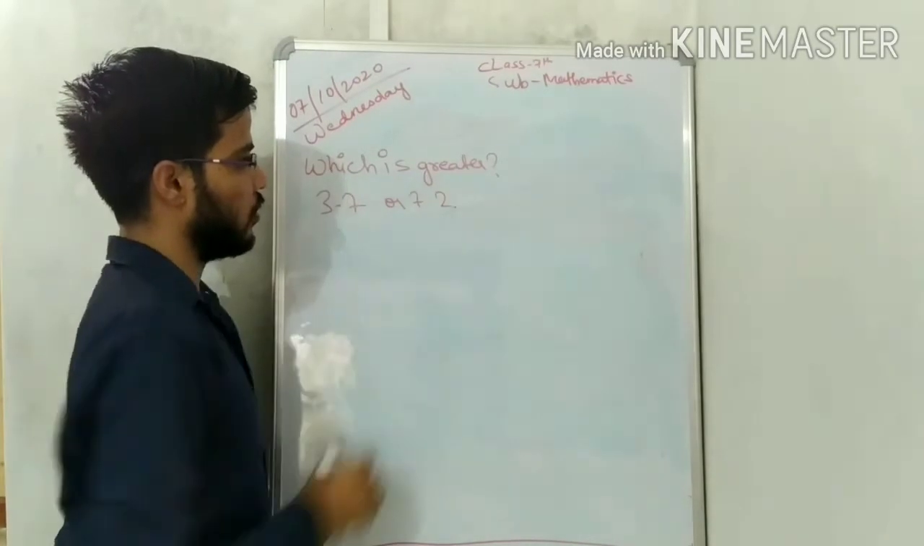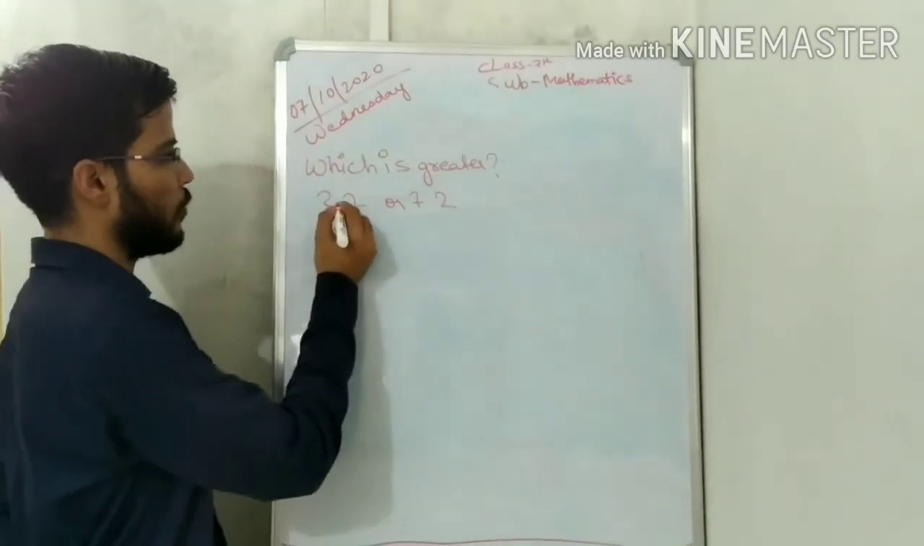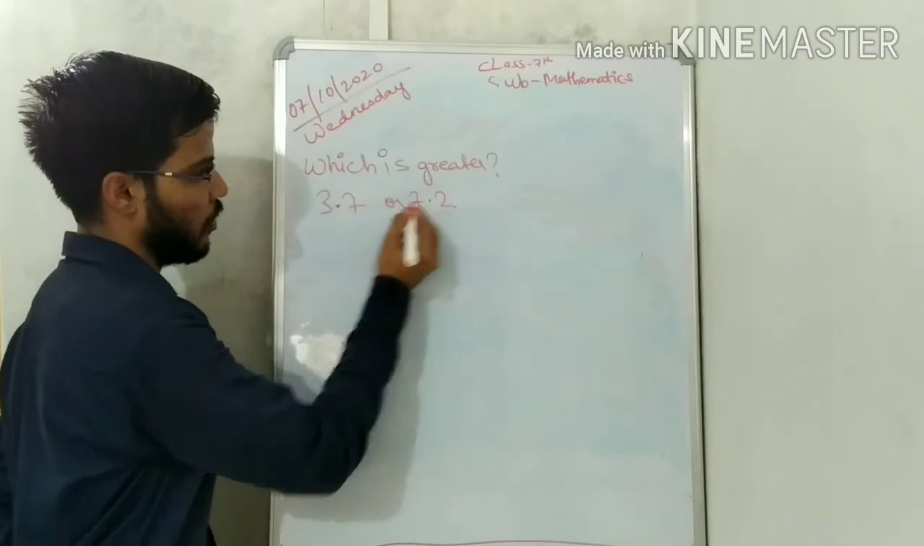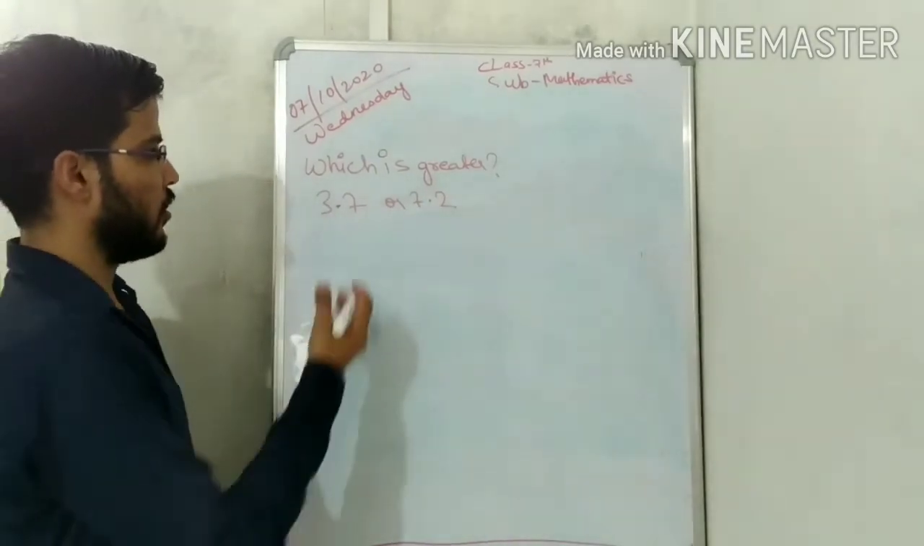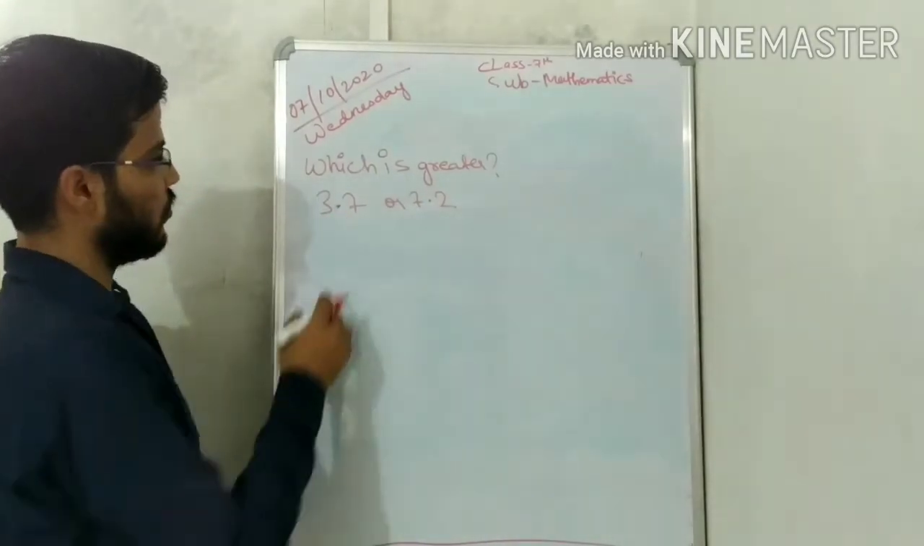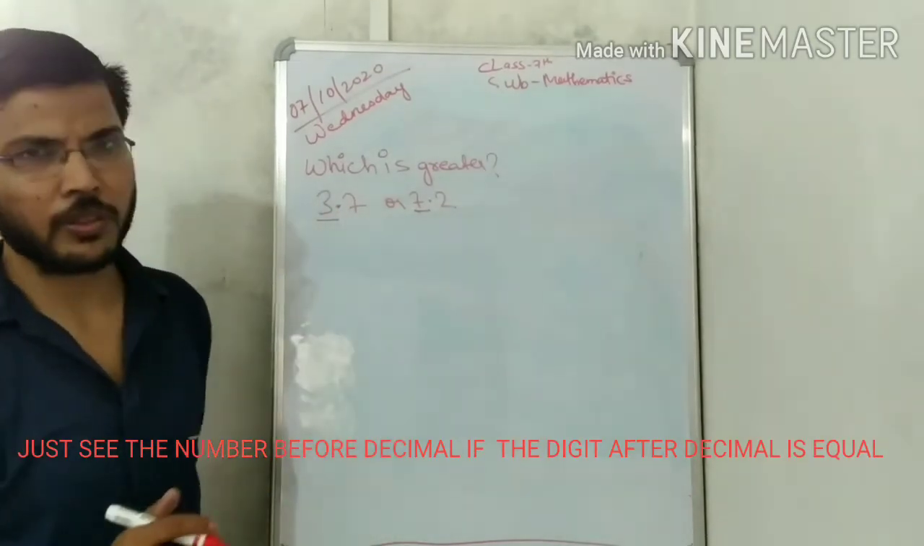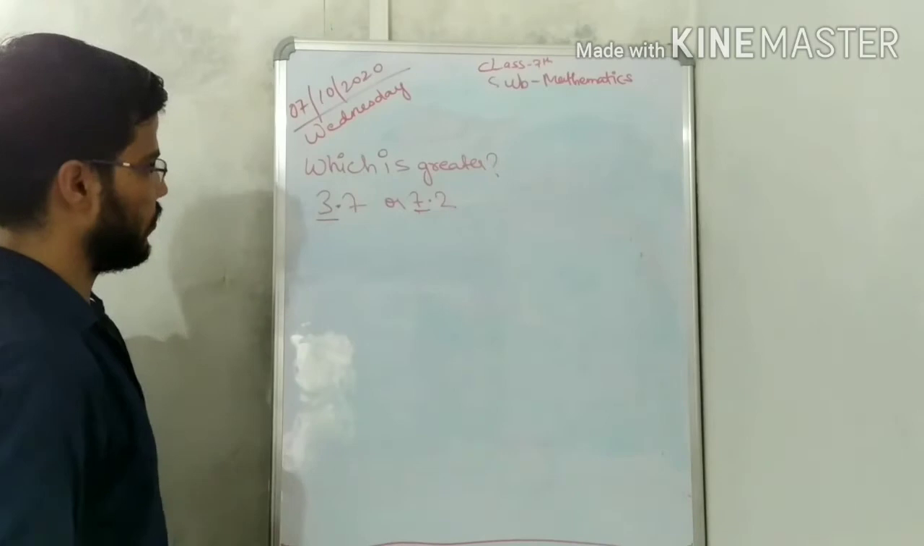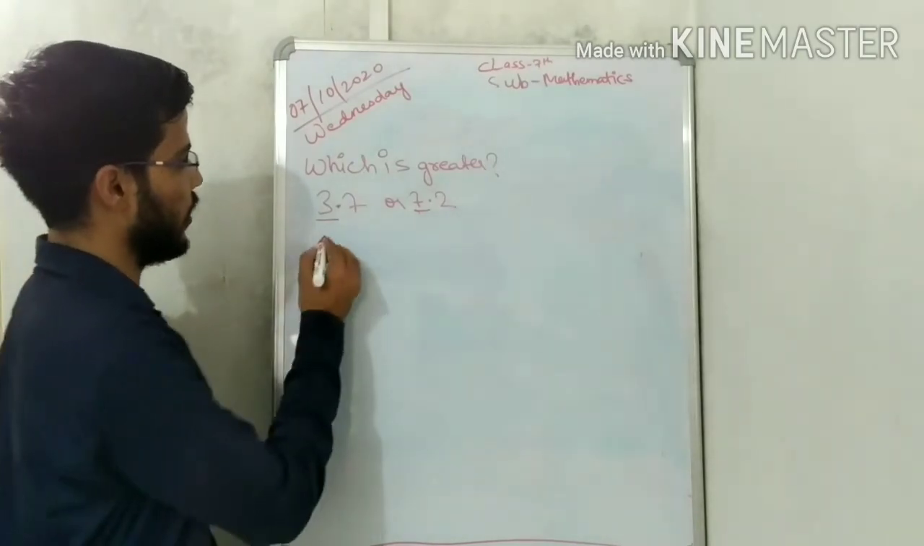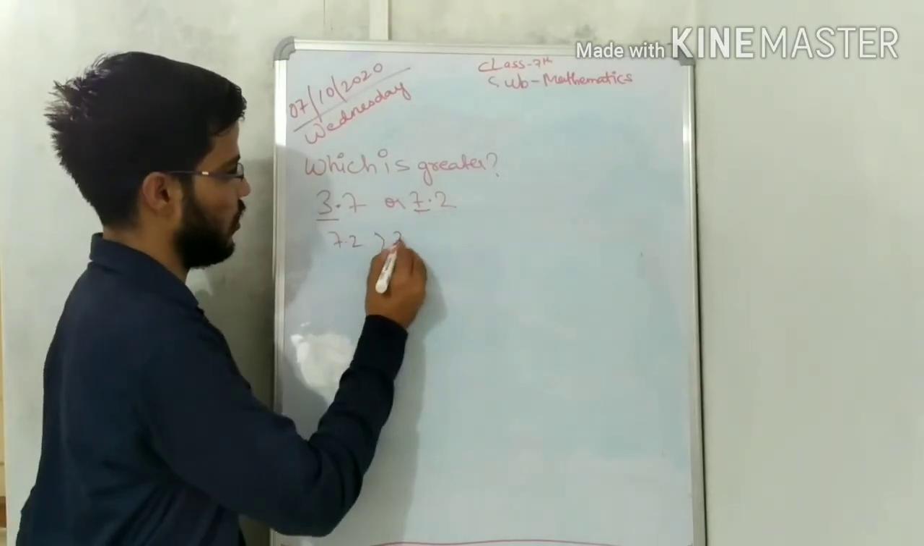Which is greater? So you can simply, if the decimal point is before one number, you can see and say which one is greater. How? Check the number before the decimal and see which one is greater. So here 7.2 is greater than 3.7.